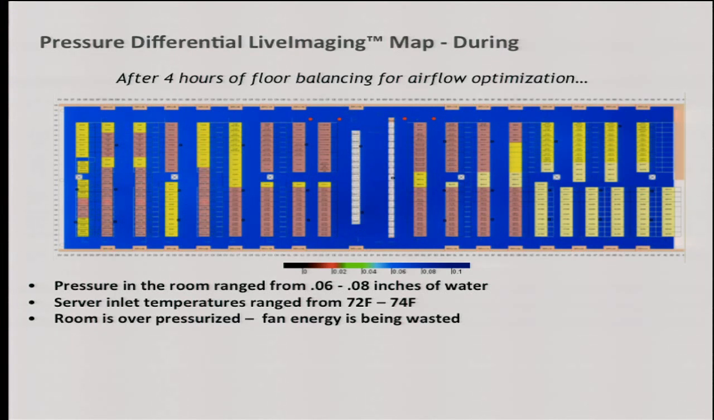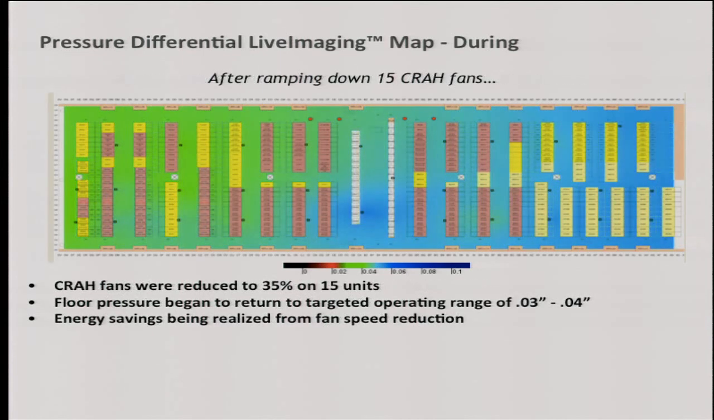What it says is that there is more than enough pressure. We are wasting energy by pumping so much air, but we are not pointing it at exactly the right places. So this was after we had cleaned it up, after 4 hours of floor balancing. Everything is running as it should be. Nothing has changed except the tiles have been removed and things have been cleaned up. This happened after we said, okay, since there is so much pressure, we don't need to run all of these CRAHs at the highest possible speed. So we brought them down to a certain number, and those numbers can be calculated automatically.